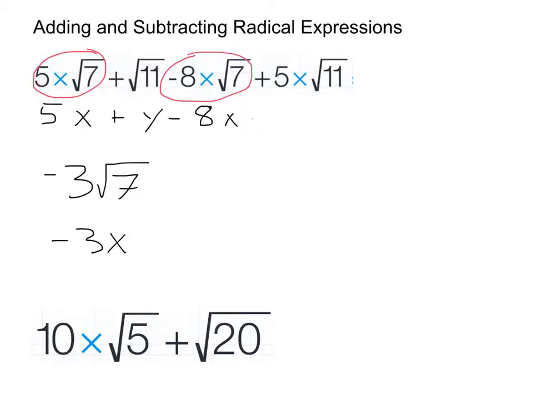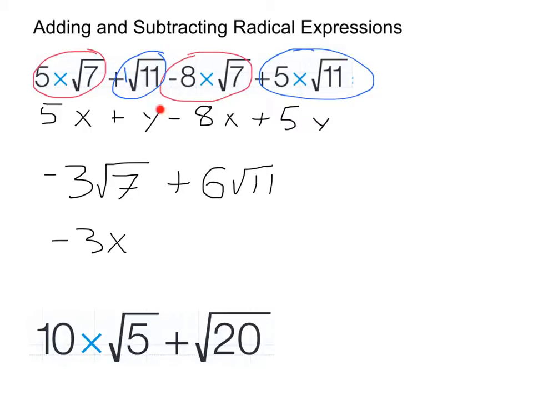Now, we'll look at the square root of 11. It's a positive square root of 11 plus 5 square root of 11. And what we want to remember is that in front of the square root of 11, there's kind of like this invisible 1 as a coefficient. So when I add those together, I add the coefficients and I get 6 square root 11. Just like positive y plus 5y would be plus 6y. And so just as I can't combine this any further, I can't combine this any further.